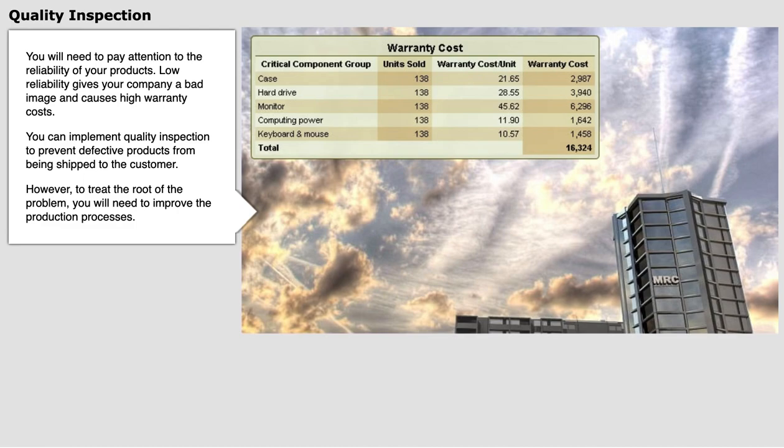You will need to pay attention to the reliability of your products. Low reliability gives your company a bad image and causes high warranty costs. You can implement quality inspection to prevent defective products from being shipped to the customer. However, to treat the root of the problem, you will need to improve the production processes.